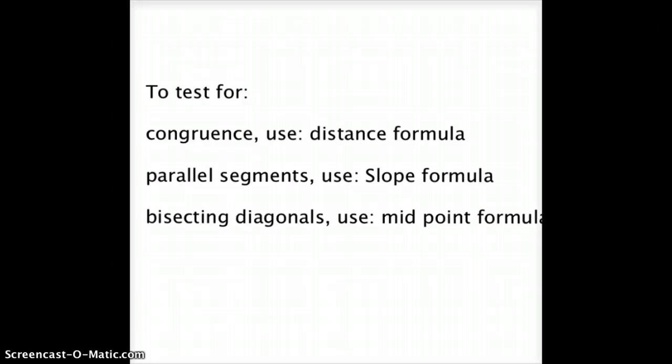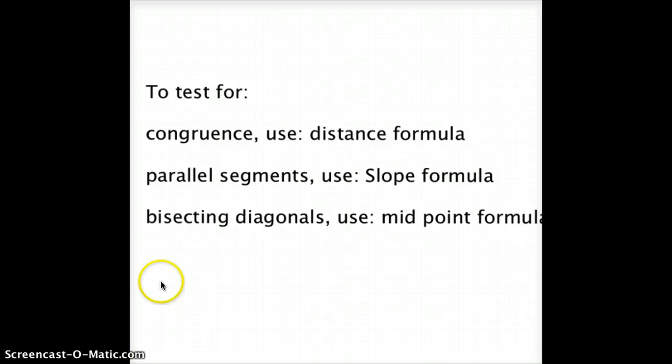In a coordinate plane, 4 points constitute a quadrilateral. You can test whether your quadrilateral is a parallelogram by using the conditions of quadrilaterals to test for congruence of two pairs of opposite sides. You can test for parallelness of the segments on the two opposite pairs of sides, and you can check the diagonals and see if they bisect each other.